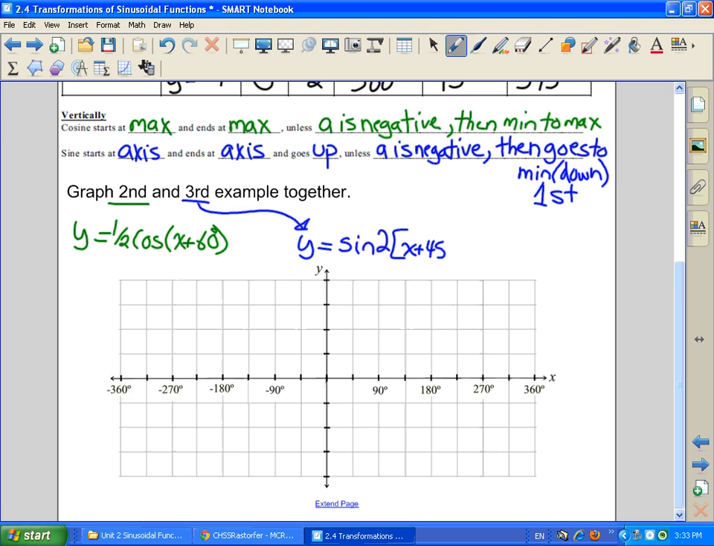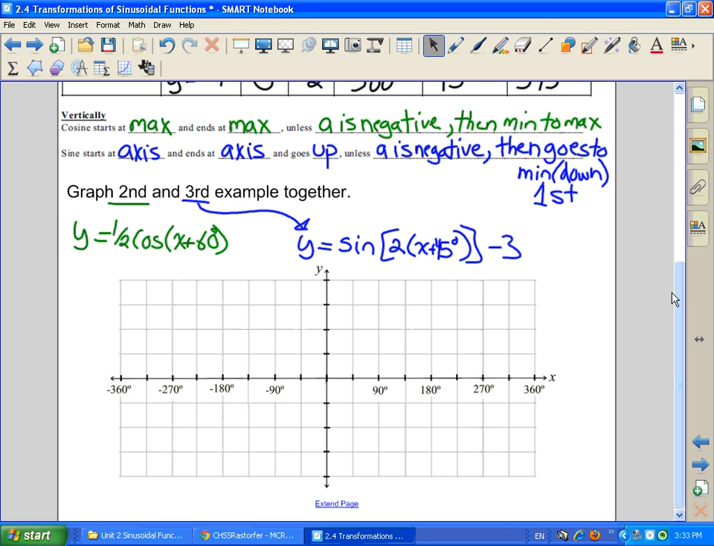Sorry, just let me rewrite that. I forgot my bracket here. So 2 times x plus 45 degrees. That's what I missed. Minus 3. All right. So here we go.